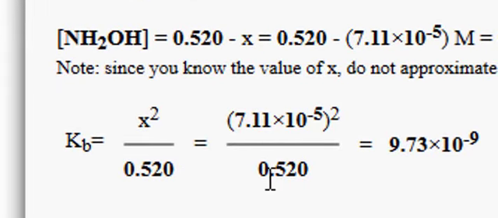Notice the denominator remains at 0.520 because x is a very small number compared to 0.520.